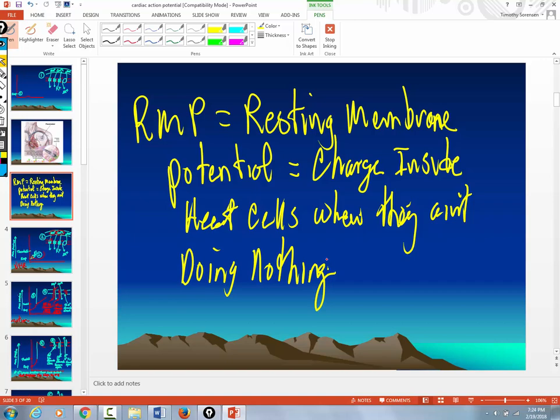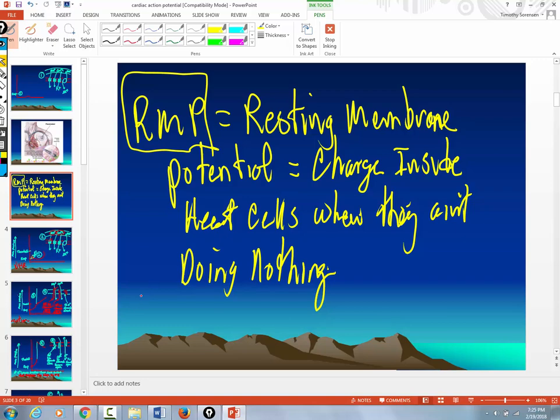So your heart contracts and relaxes, right? So when it ain't doing anything, when it ain't contracting, it's relaxing. And when it's relaxing, there is a charge inside those heart cells. That charge inside heart cells, when it ain't doing nothing, is called the RMP, or resting membrane potential. You got me? All right.